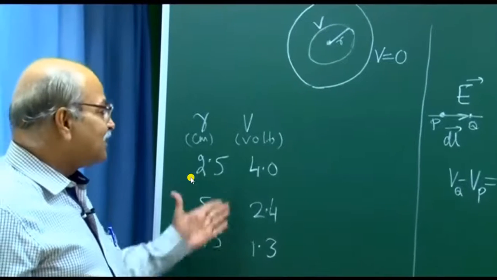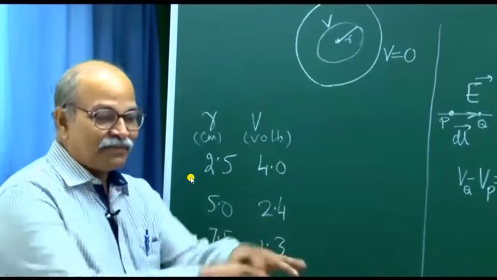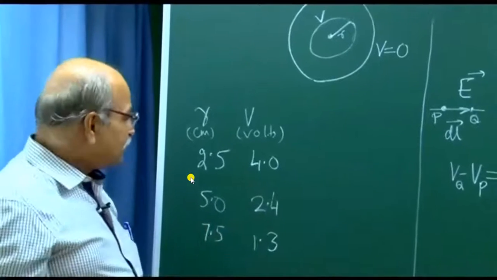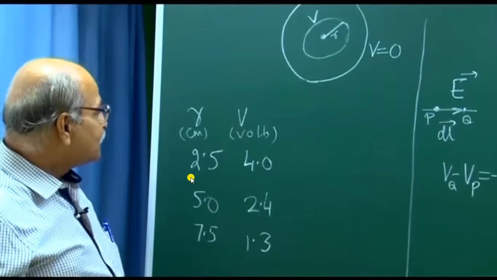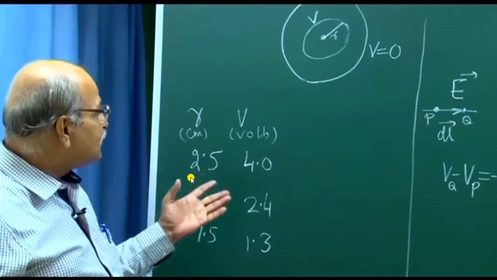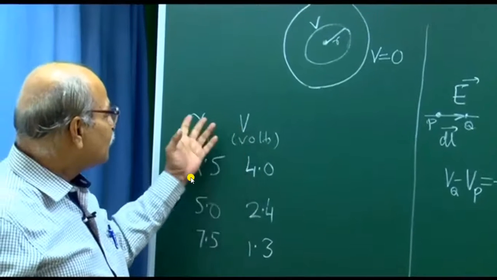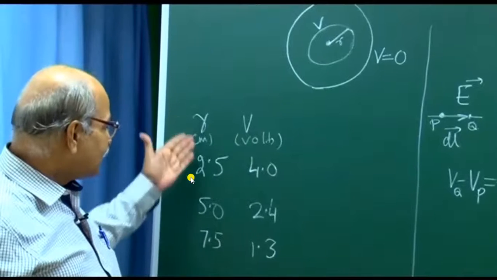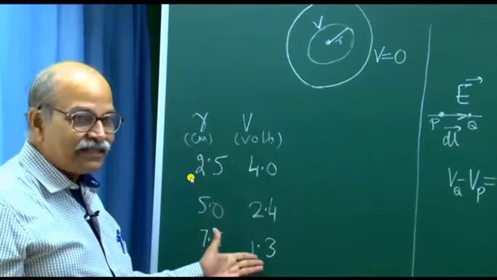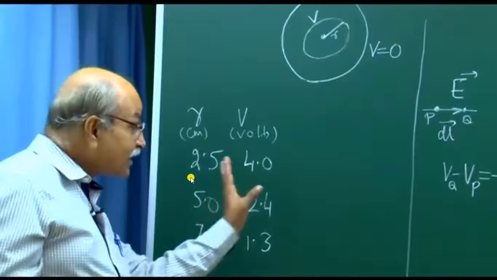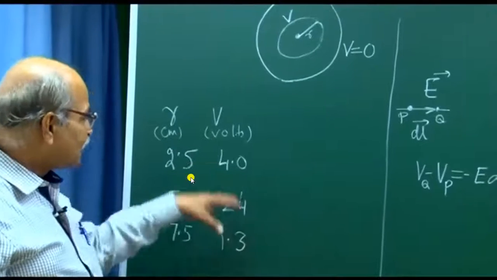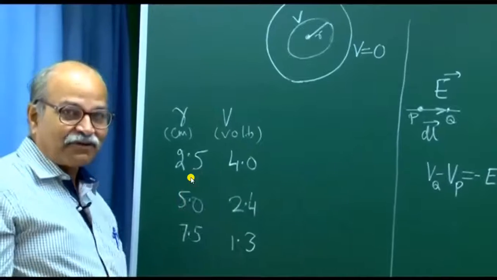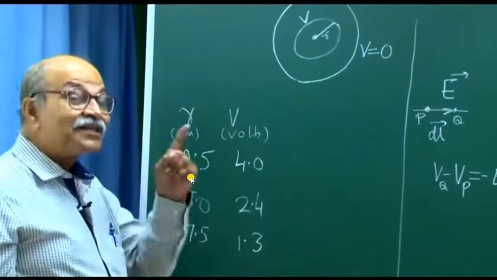You have just 3 points here. Of course, one can measure at many more points, but with these 3 points, can you guess what is the functional dependence of this potential on this r? As r increases, this potential decreases, that is fine. But what kind of dependence is this? Whether it is 1 by r type or 1 by r square type or some other functional form between this V and r, try to guess.